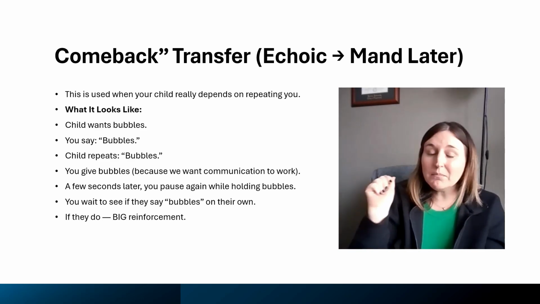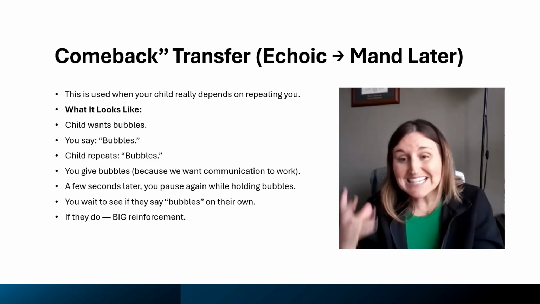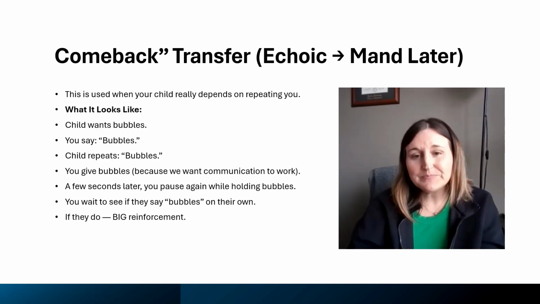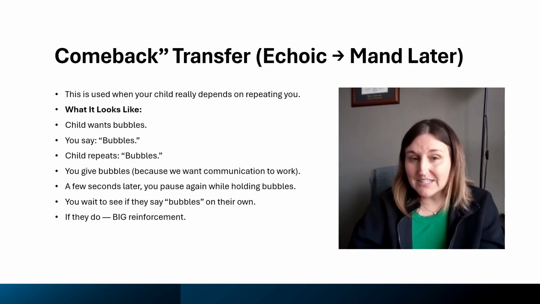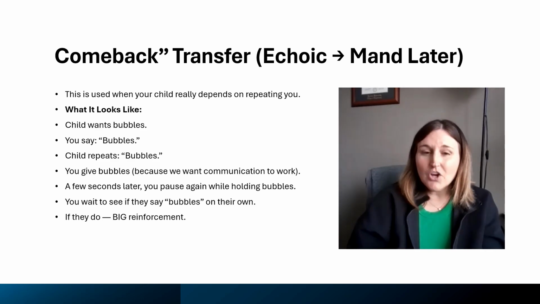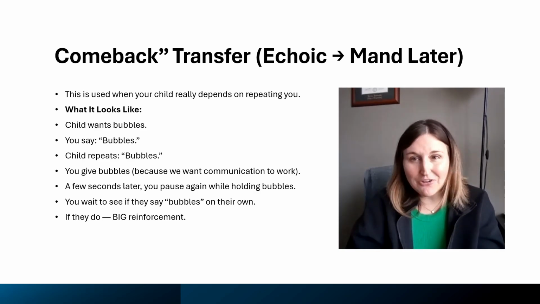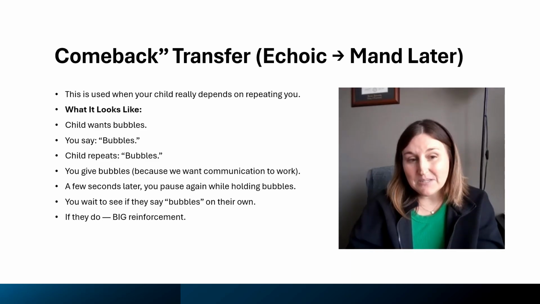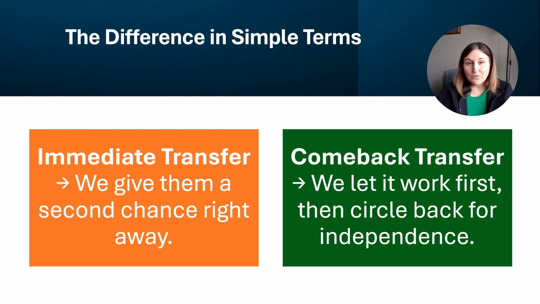If they do, you can blow bubbles a ton of times, give big reinforcement, say that word over and over again. Yes, bubbles, bubbles. You're blowing the bubbles, right? Big, big reinforcement. This is called the comeback, right? It's an echoic demand, just like we talked about. It's the echo to the request with a little bit of a break in between, and it builds that independence. So the difference in really simple terms is for the immediate transfer, we give them a second chance to say it right away, okay? And for the comeback transfer, we let it work first, and then we circle back for more independence there.